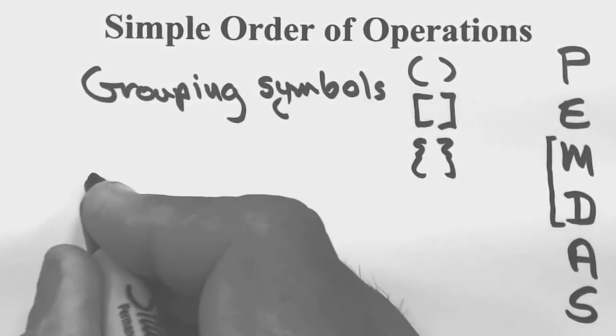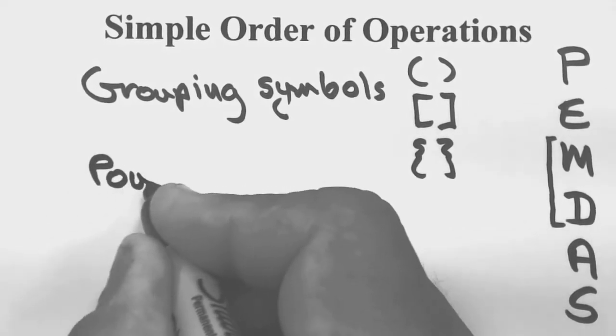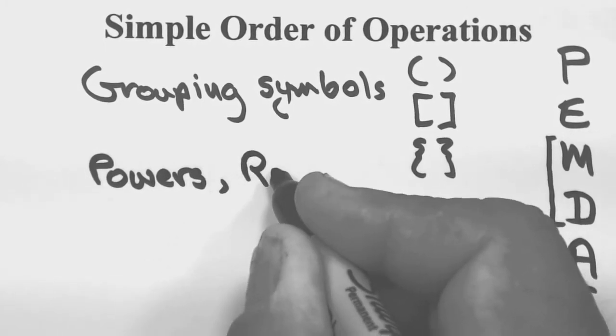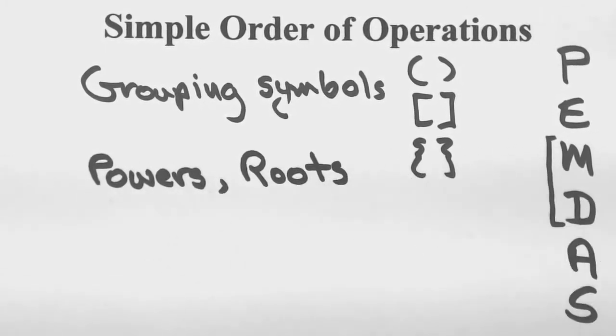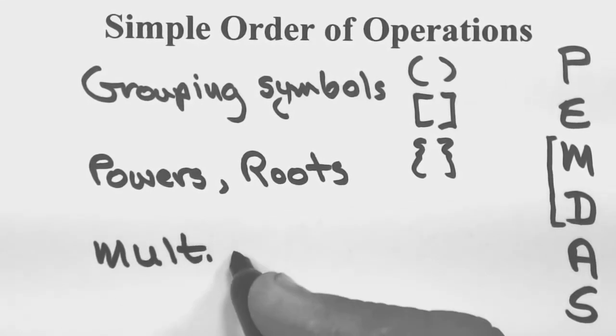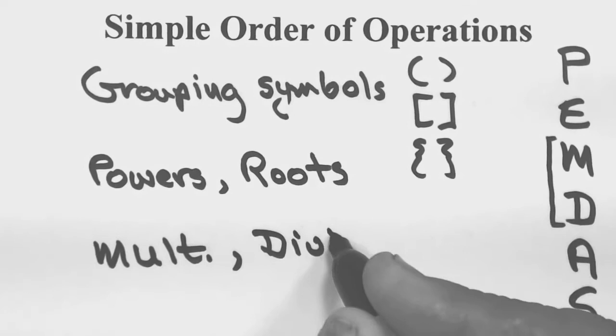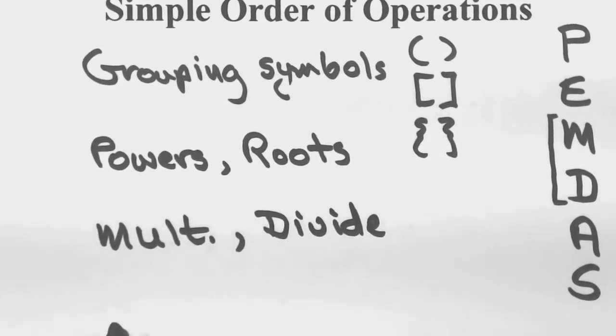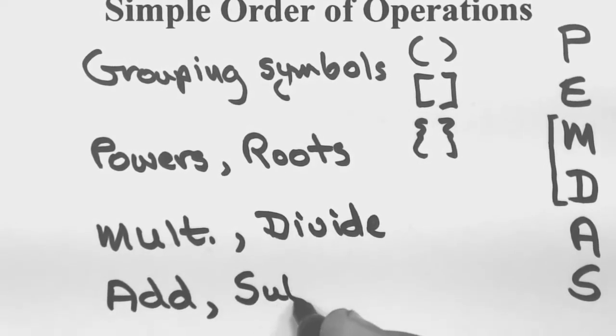Next in importance, we have powers, exponents, if you want to think of them that way. And the one thing that PEMDAS leaves out, but some of you are familiar with, is square roots and things of that sort, they're equal in importance with powers. Next comes multiply and divide. And then lastly, in the order of operations, add and then subtract.